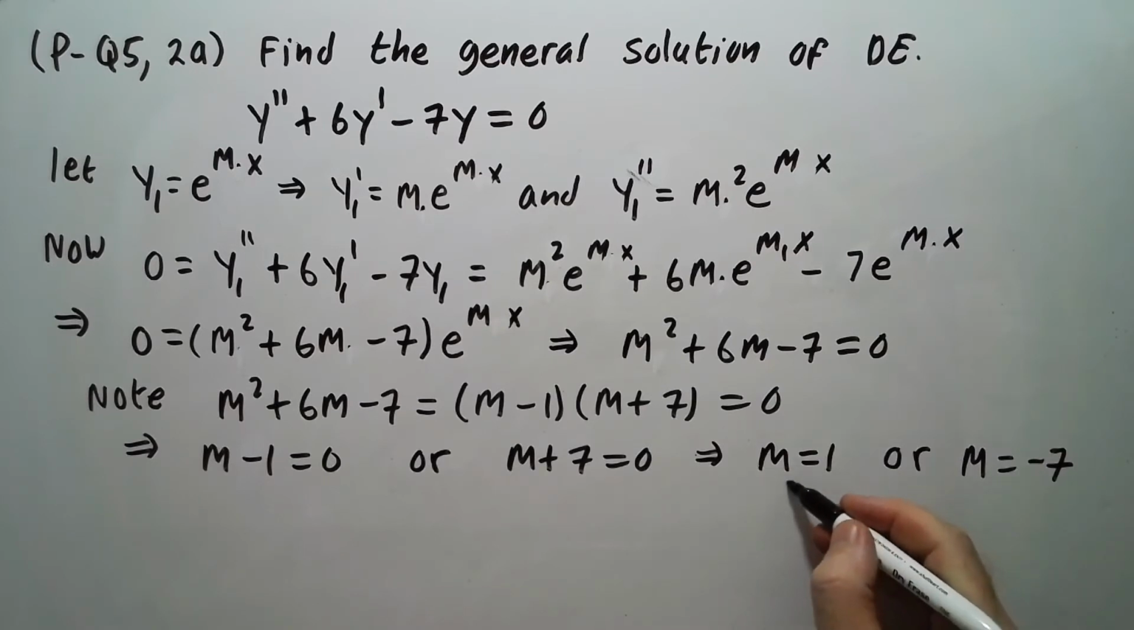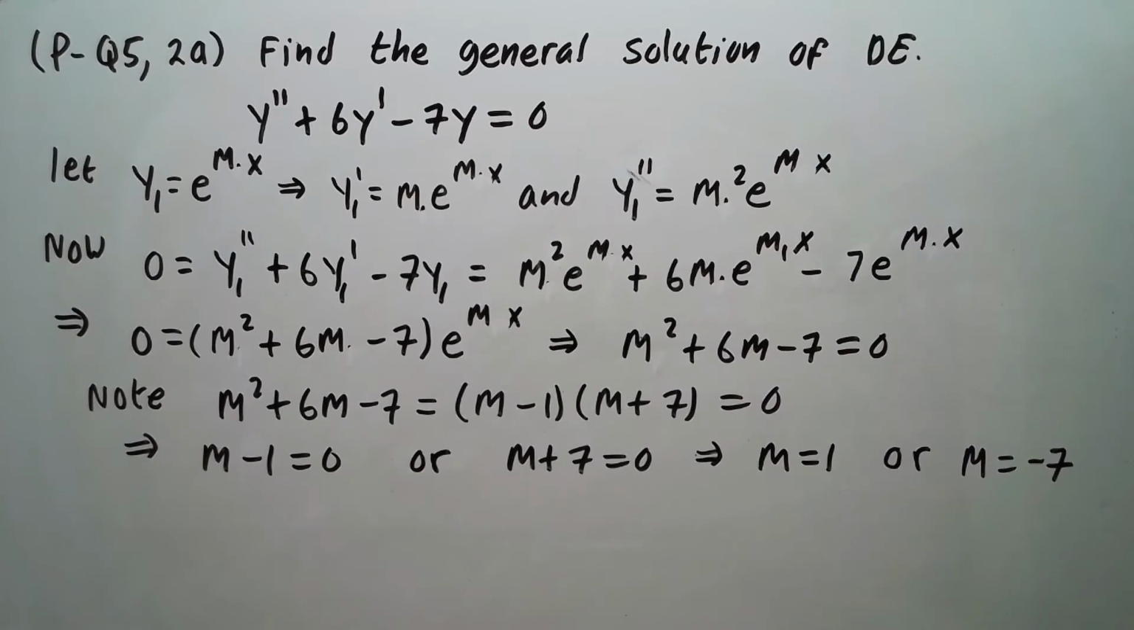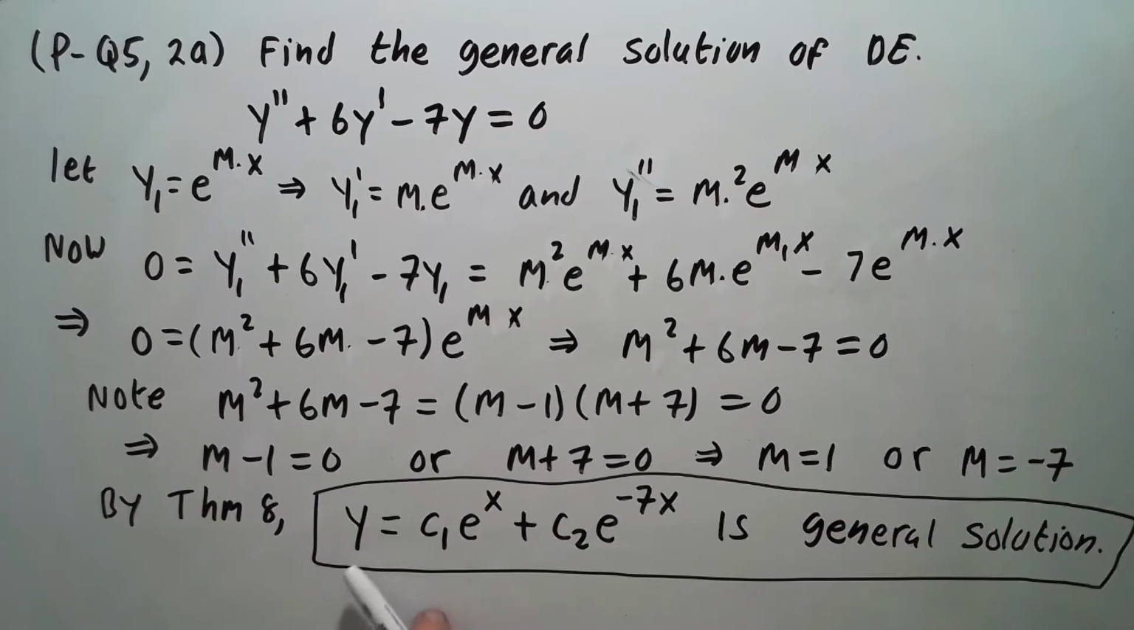You can call this one m1 and this one m2 if you wanted to. It doesn't matter, I guess. So by theorem 8 then, the general solution will be given by c1 e to the x plus c2 e to the minus 7x. Okay, so we're done with 2a. Alright, so now let's do 2b.